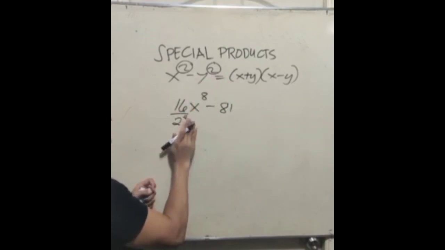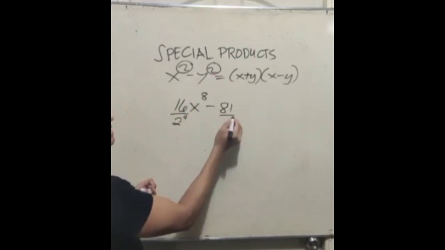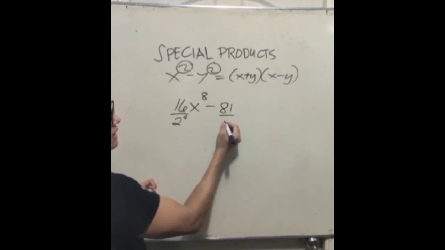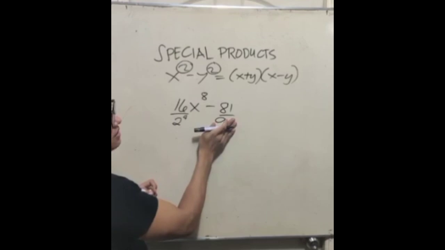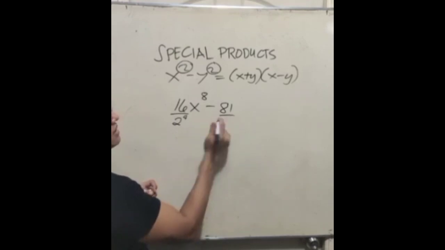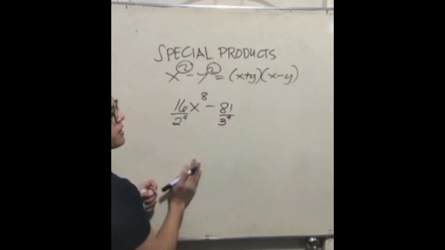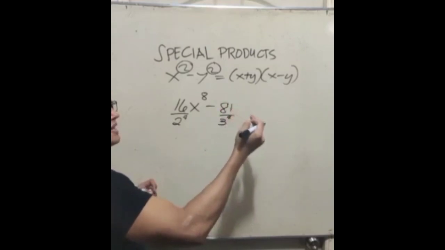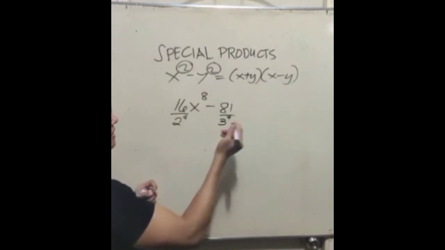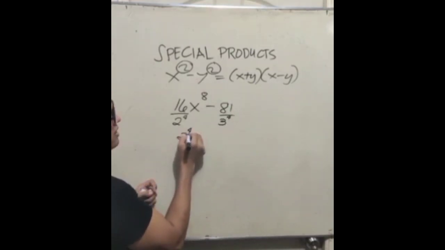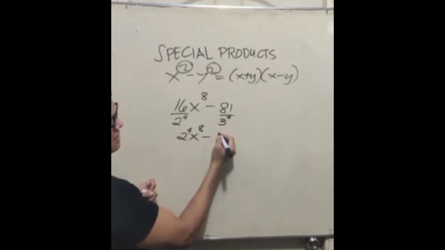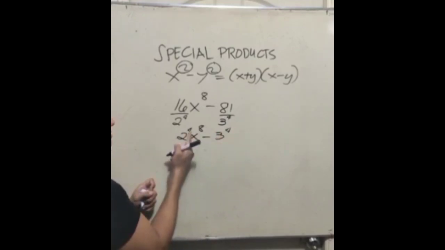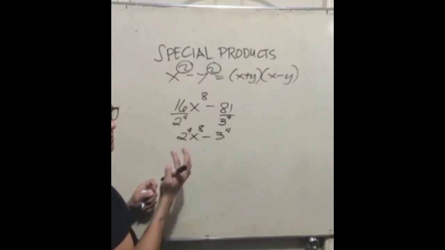okay? And then, 81 can also be 9 squared, okay? 9 squared, or we can say 3 raised to 4, right? Because 3 times 3 is 9 times 3 is 27 times 3 is 81. So we say 2 to the 4, x to the 8, and then minus 3 to the 4. Okay, now, may common si 4 at saka 8, which is 4, okay?